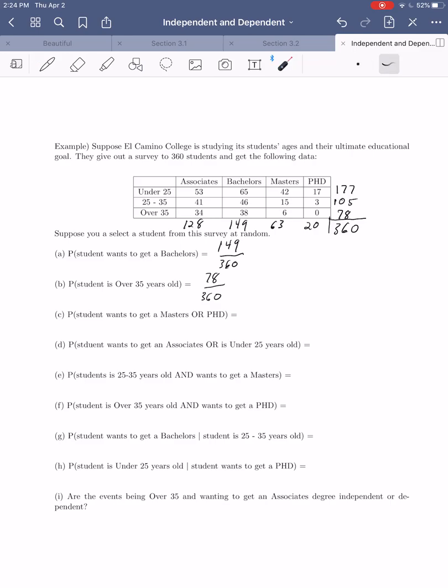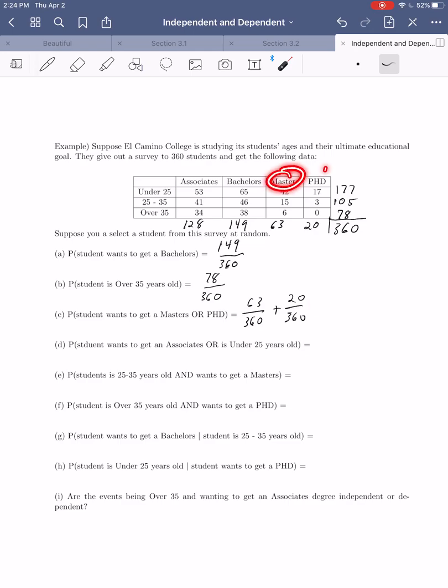All right, we want the student to either want to get a master's or PhD. We see that the "or" is going to be addition. So for master's, we can see that there were 63 of those, so 63 over 360, plus for PhD, we can see that there were 20 of those, so 20 over 360. Do we have to be worried about any overlap? Do we have to subtract anything here?